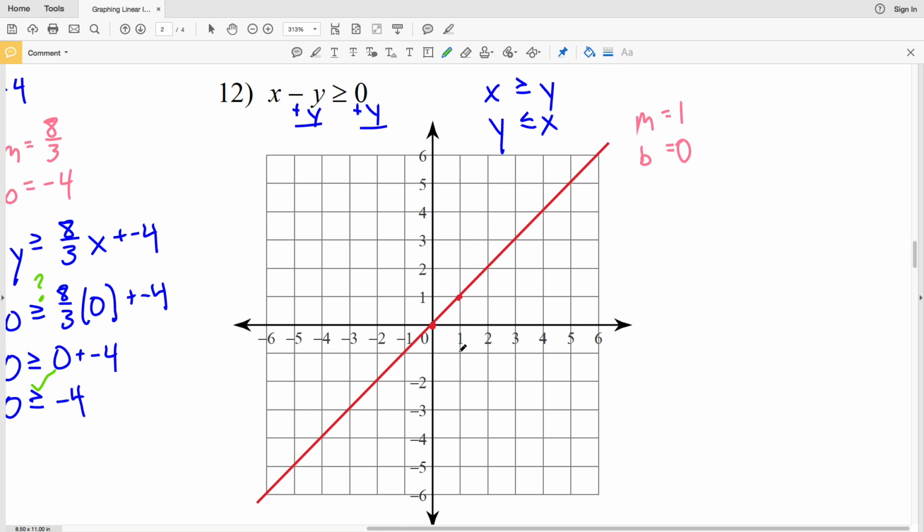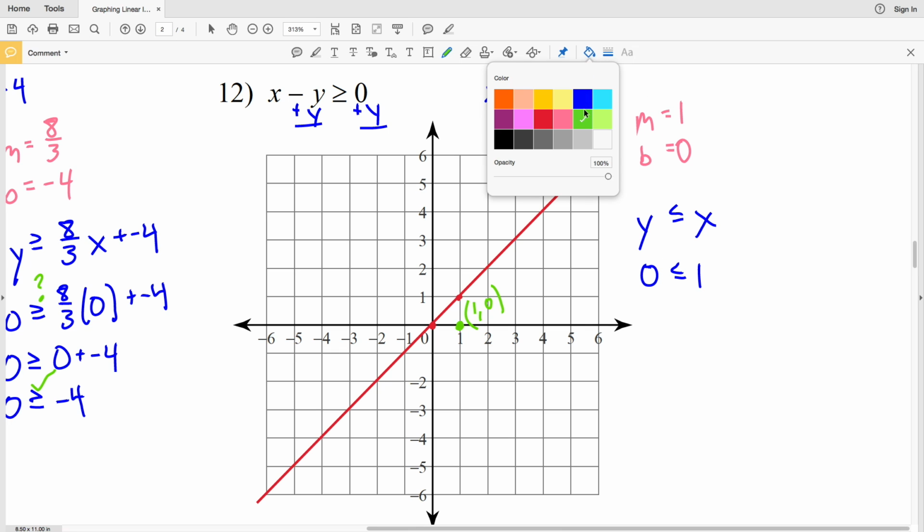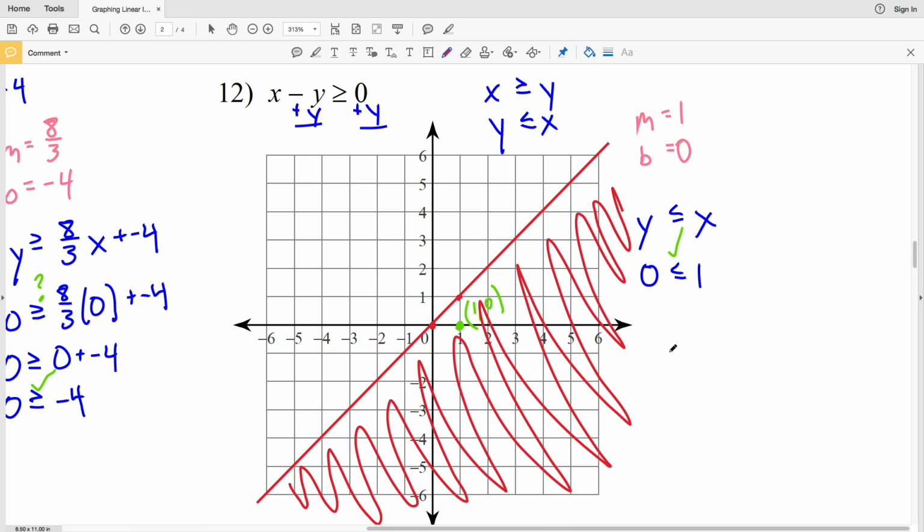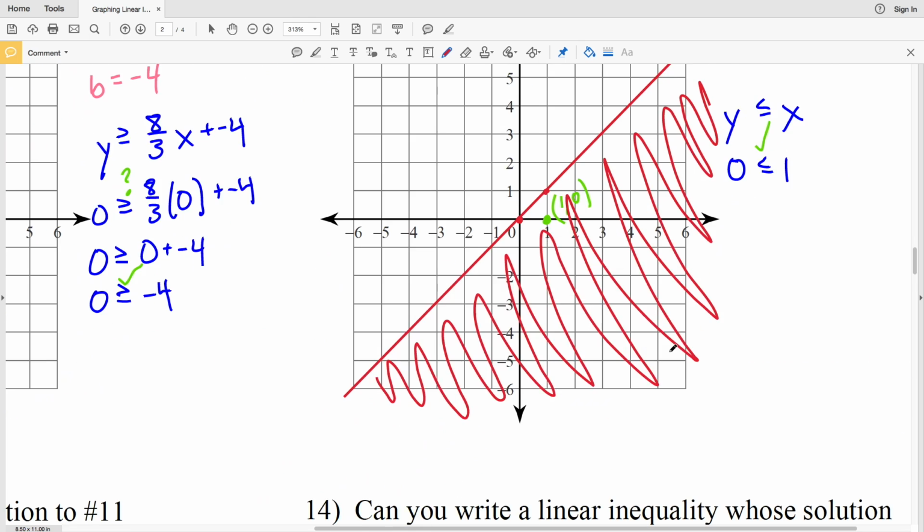Let's use the point 1, 0. So I'm going to plug 1 in for x and 0 in for y. So I have y is less than or equal to x. I'm plugging 1 in for x and 0 in for y, and 0 is indeed less than or equal to 1. Therefore, I'm shading the region that contains the point 1, 0. And that's my solution in number 12.